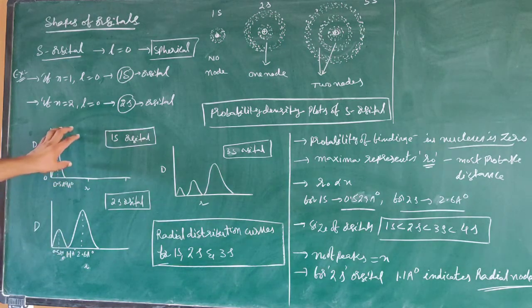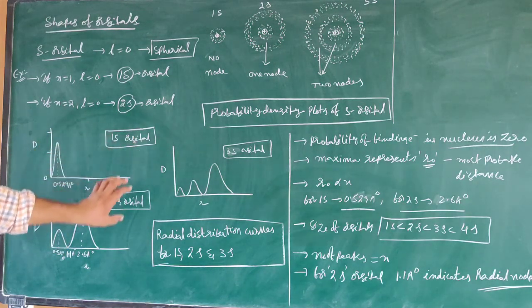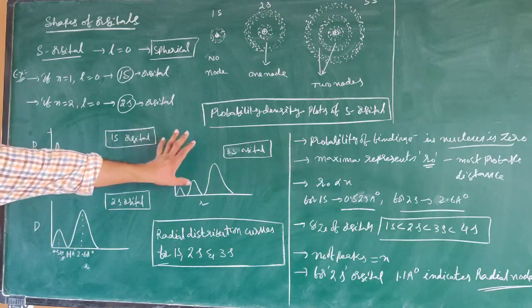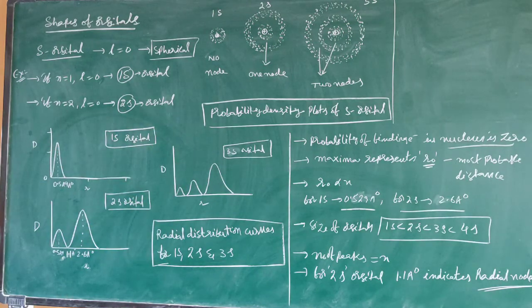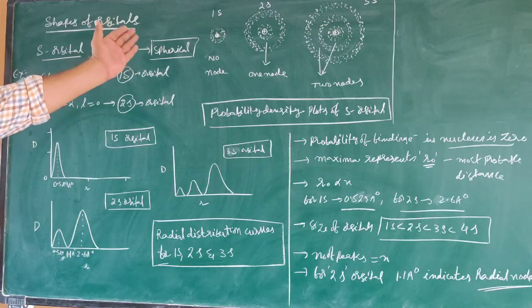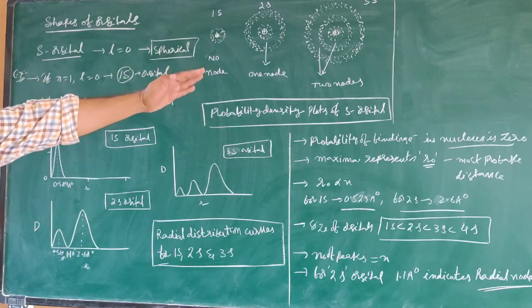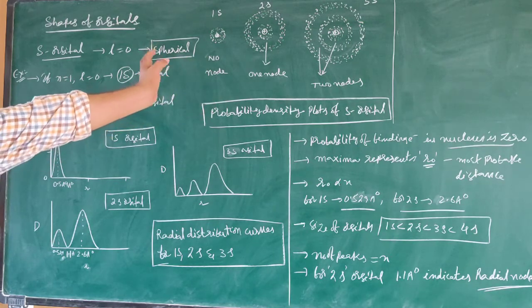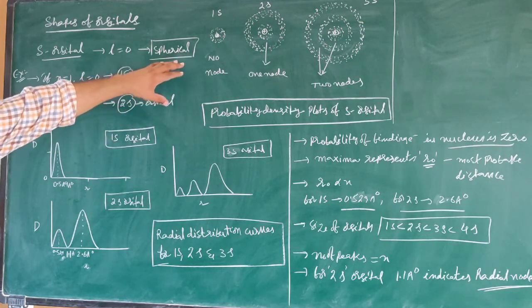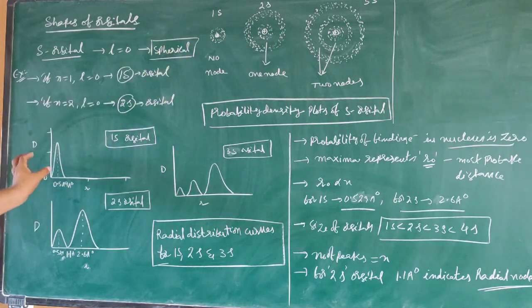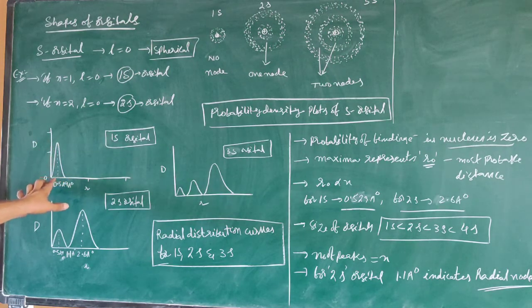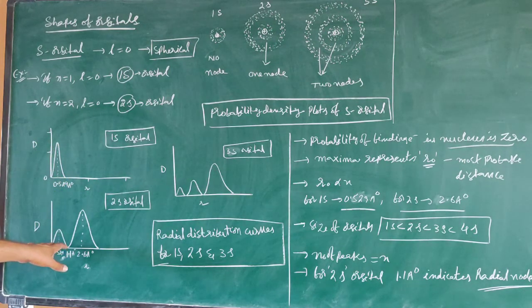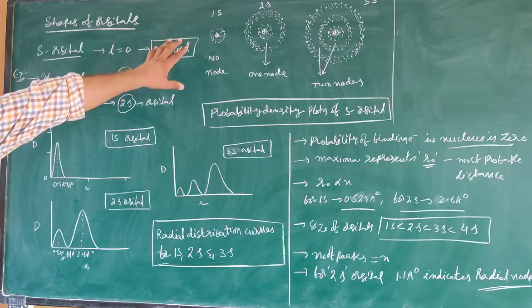Okay, this is the 1s orbital curve. This is the 2s orbital curve. This is the 3s orbital curve. If you observe the 1s, 2s, 3s orbitals' probability density plots, all these are s orbitals. If you observe the 1s orbital, there is no node. Here also there is no minima like this. So here there is no node.